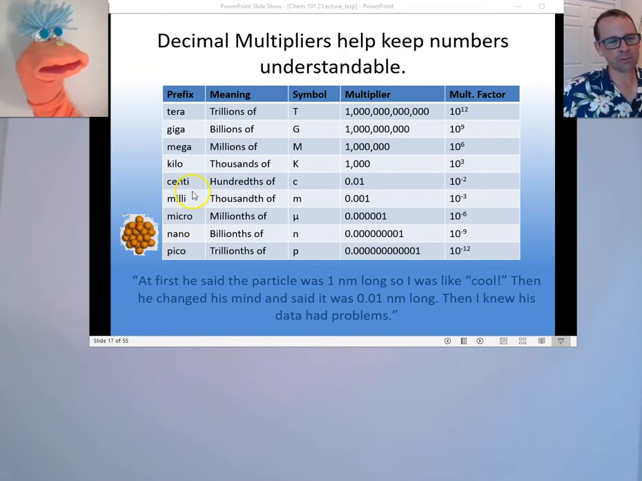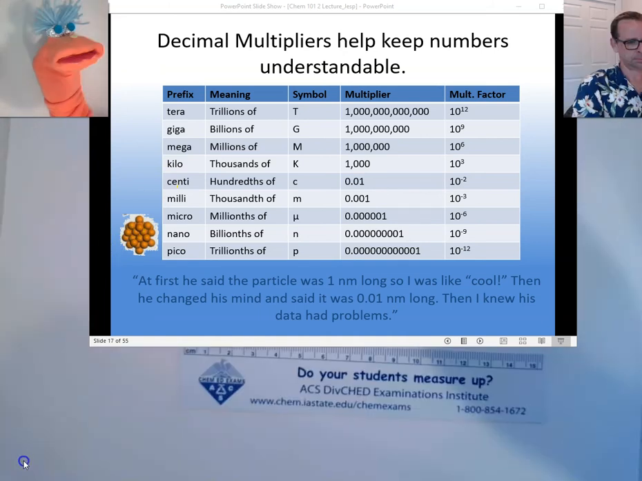I think that you are already familiar with some, like centimeter. When we were kids, we looked at and we identified the length of a centimeter.